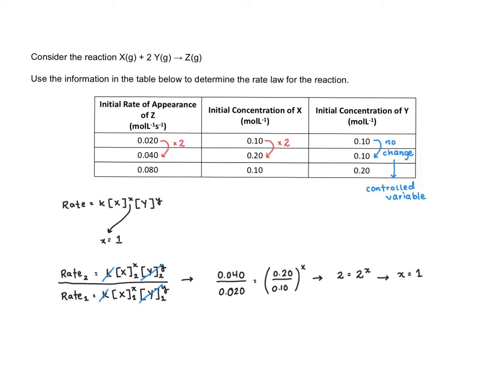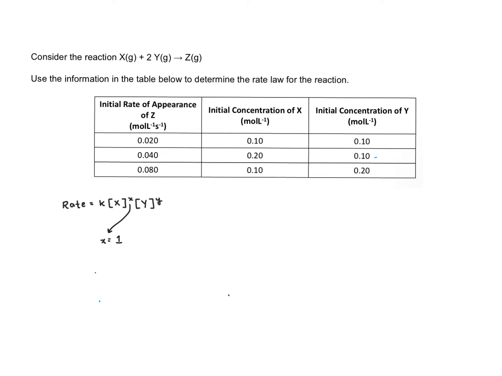So now that we've solved for the exponent for x, we're going to do the same thing for y. And this time we want to pick two trials where the concentration of y changes, but the concentration of x doesn't. So we see that the concentration of y changes from trial 1 to 3 and from trial 2 to 3. However, the concentration of x is only constant for trials 1 to 3. So we want to pick trials 1 to 3 to determine the exponent for our concentration of y. So from trials 1 to 3, we see that our concentration of y has doubled. It's increased by a factor of 2.